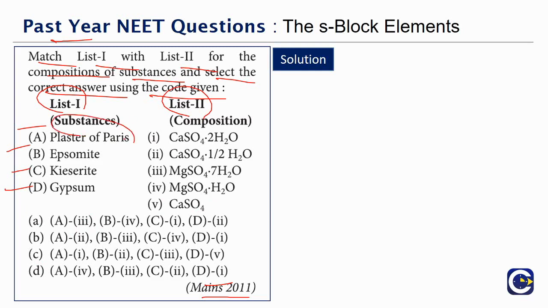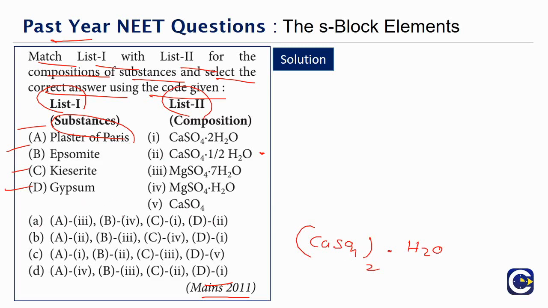So what is plaster of Paris? Plaster of Paris is CaSO4 dot half H2O. So we can also write this as CaSO4 twice dot H2O. Both these ways we can represent. So A is matched to 2.